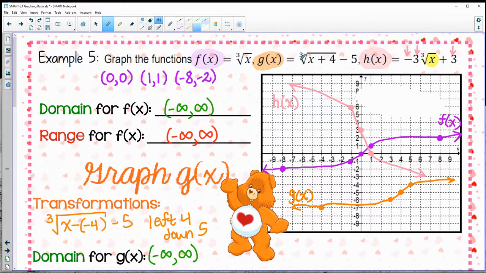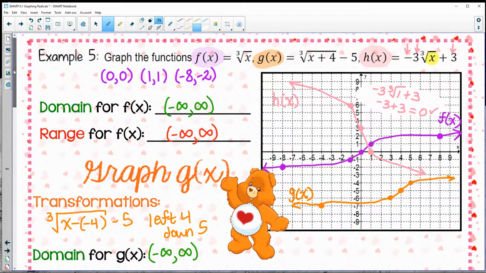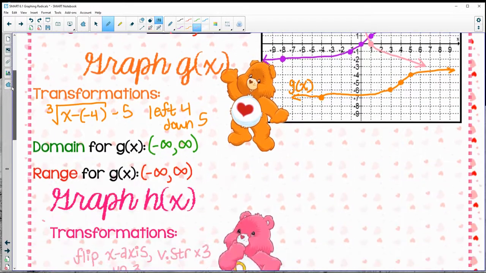You can always try to plug in for a coordinate. So I've got -3, cube root of 1 plus 3. Oh, -3 plus 3. Yes, gives me 0. So 1, 0 is a coordinate on the graph. Not too bad. Still all real numbers for domain and range. Man, I love a good cube root function.